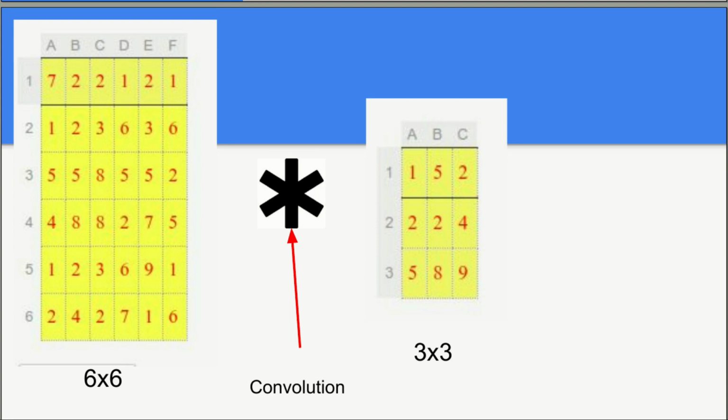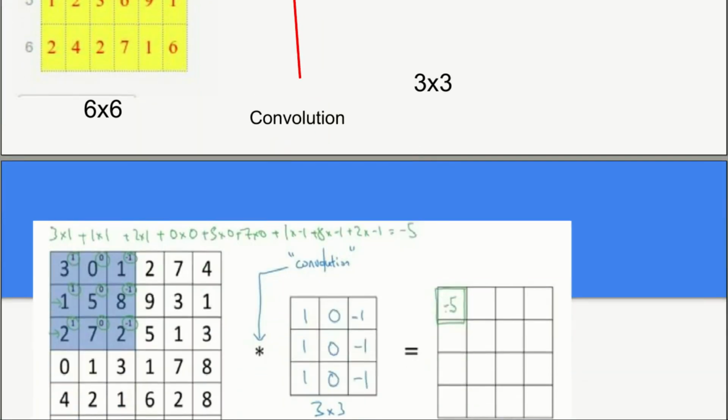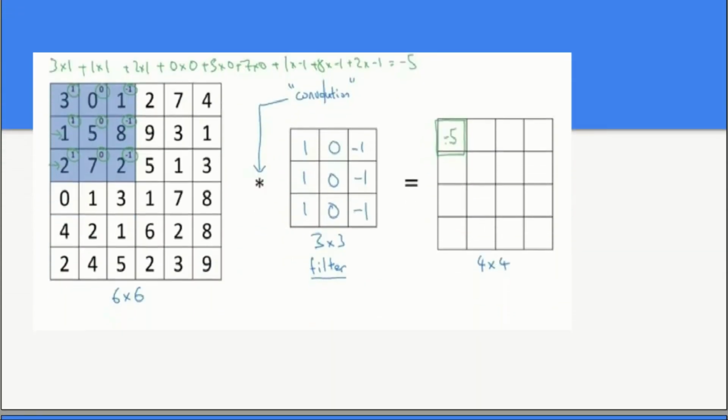What we do is take this filter and overlay it on the 6x6 image matrix, and then we perform a dot product. This is the mathematical intuition. On the right-hand side we have a 3x3 filter, and on the left-hand side we have a 6x6 matrix. We take this filter and overlay it on the first, topmost-left portion of the matrix, and then we perform the dot product.